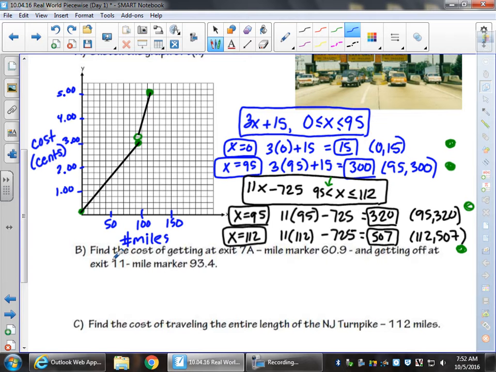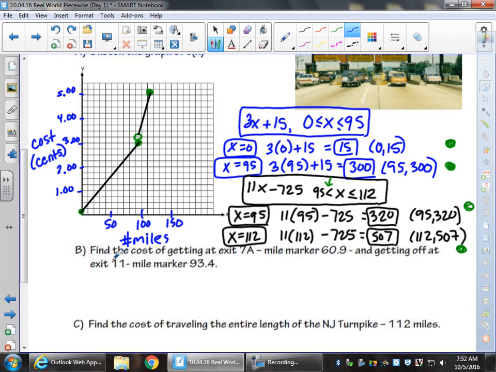Linda? The restrictions, you know how you have two equations? You're going to look at the restrictions and whichever one you fit into, you use that one. Good thinking. We are going to need to substitute. We are going to need to pay attention to the restriction.